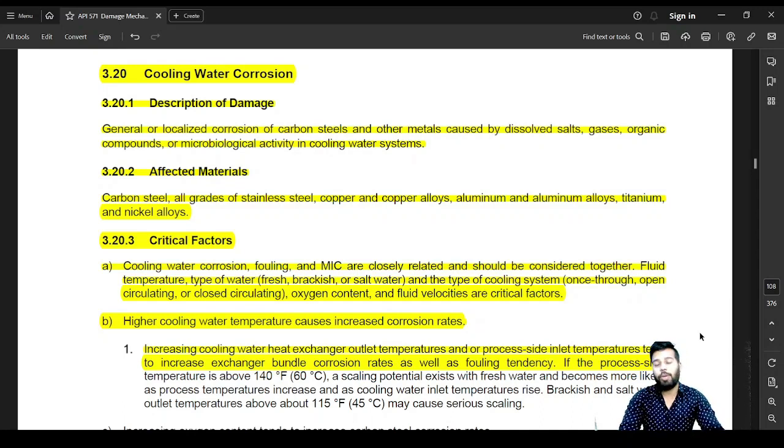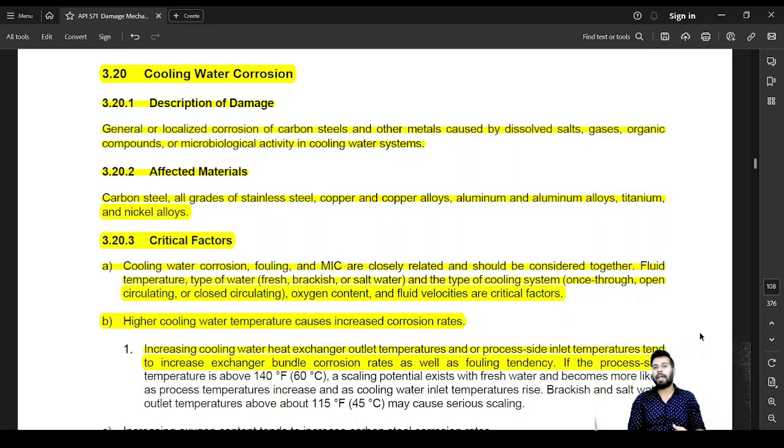So welcome to the new video on our damage mechanism series. In this video we are going to talk about a damage mechanism known as cooling water corrosion. Now this kind of corrosion is very similar to microbiology induced corrosion because this will generally happen in water areas or wherever the water has been handled.